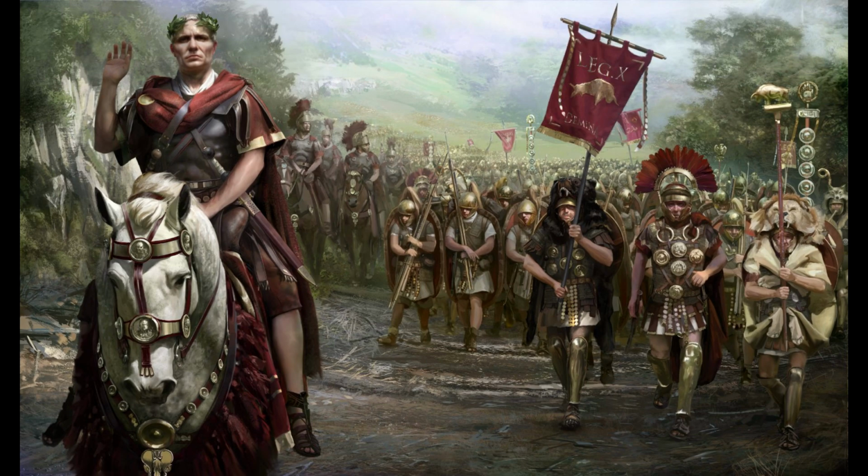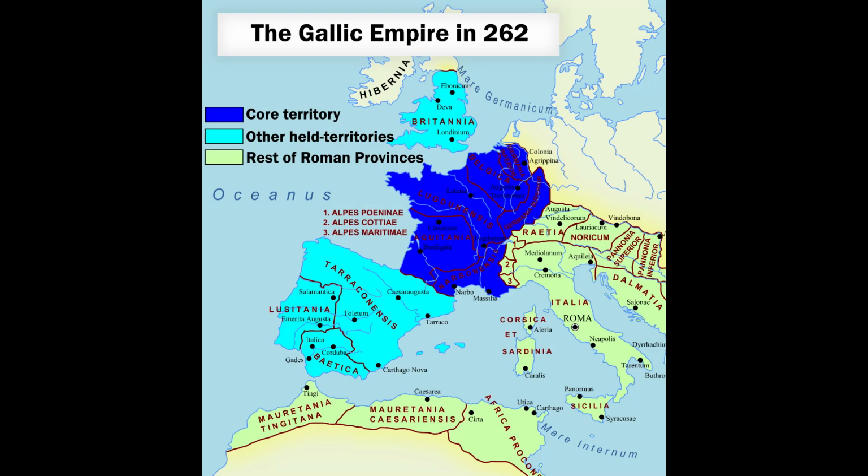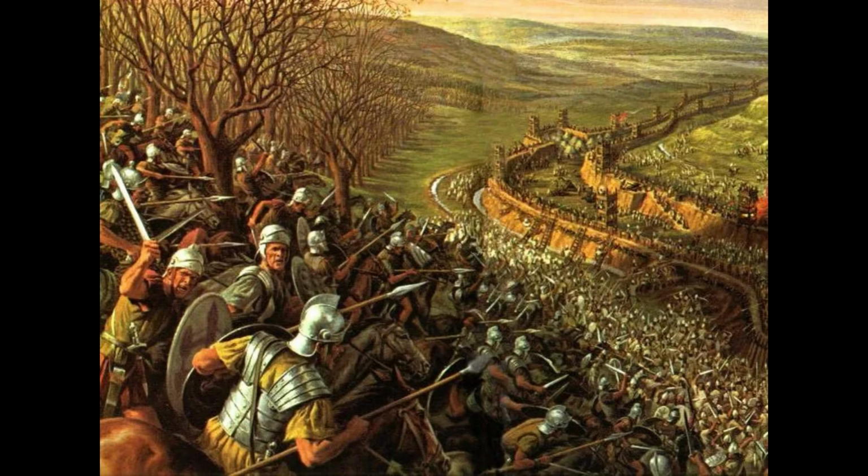Enter Julius Caesar, a brilliant general, politician, and master of ambition. After conquering Gaul in a stunning military campaign, Caesar was loved by his troops and feared by the Senate. In 49 BCE, when ordered to give up his army and return to Rome, Caesar made his fateful decision. He crossed the Rubicon River, essentially declaring war on the Republic. His words, "The die is cast."